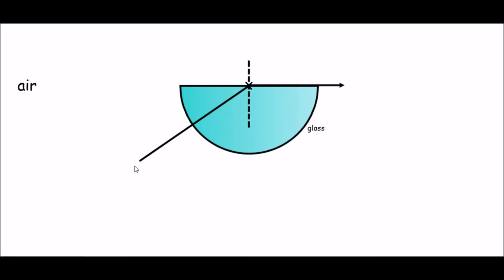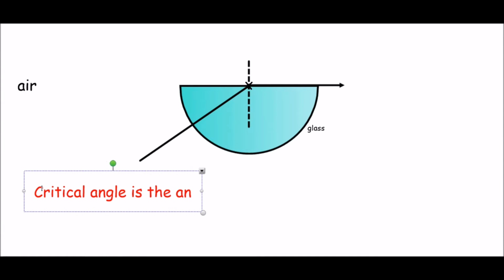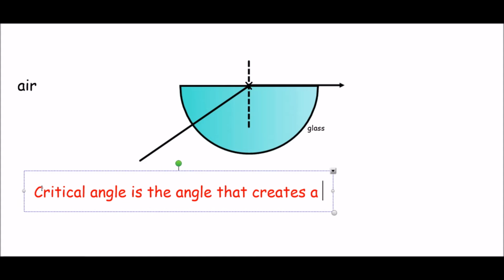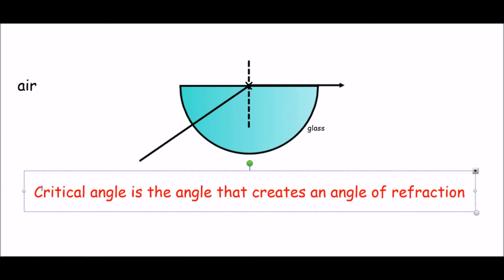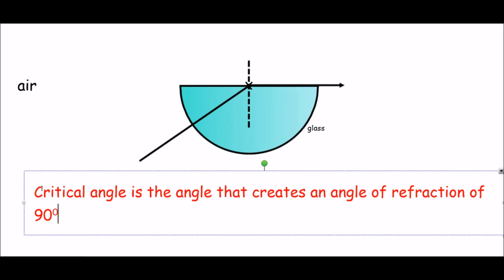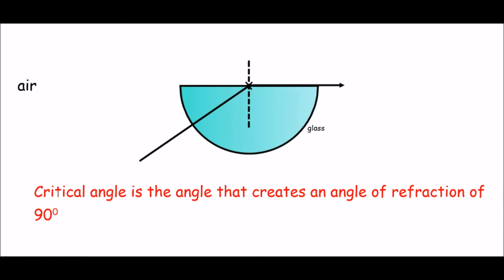At some point we're going to create an angle of incidence in here, an incident ray that creates a refracted ray that runs right along the surface of the glass block. And this is critically interesting, and we call this the critical angle. The critical angle is the angle that creates an angle of refraction of 90 degrees. Okay, so that's our critical angle. It's going to create an angle of refraction of 90 degrees.